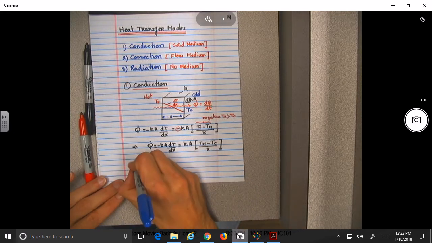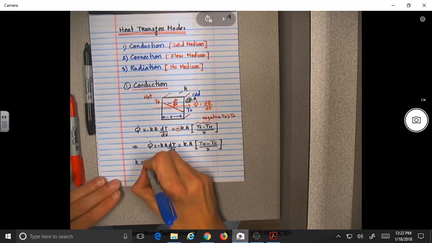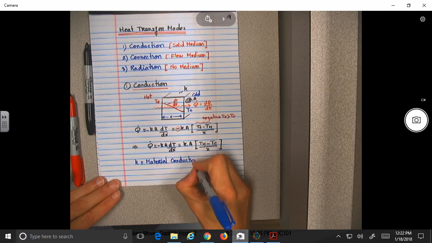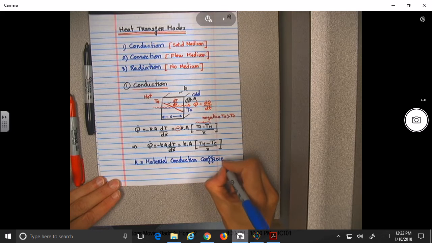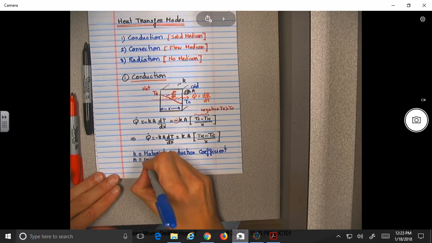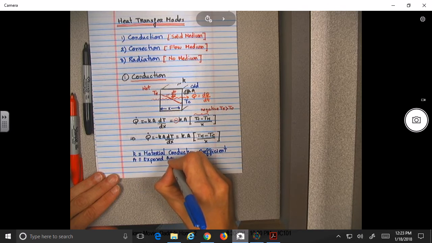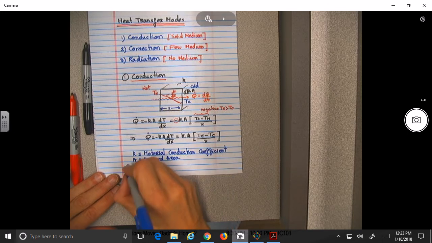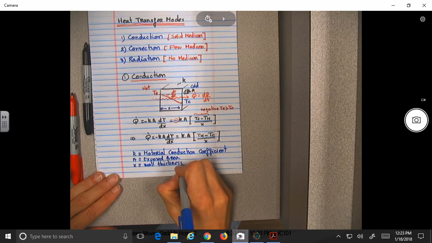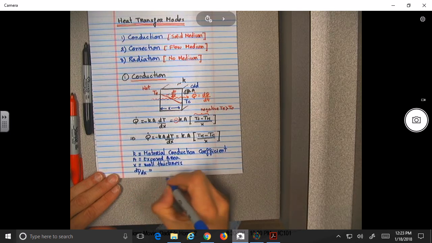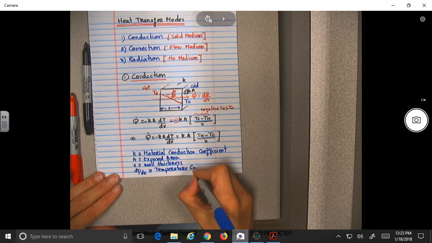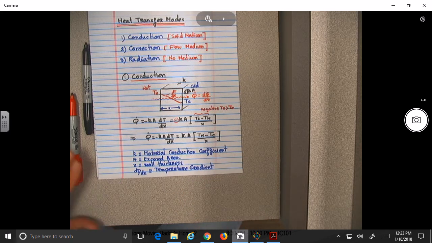So where k over here, let's say k is the material conduction coefficient, A is the exposed area, x, if you want, is the wall thickness, and dT/dx is what is generally known as the temperature gradient.